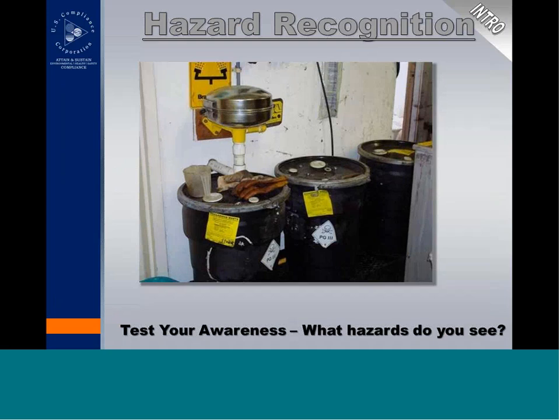And finally, what do we see here? The top left corner of this image, you see an emergency eye wash station that is blocked by drums of hazardous waste. Emergency equipment such as eye washes, fire extinguishers, emergency exits, all need to be maintained free and clear at all times so that when an emergency would arise, we can easily and readily access those bits of emergency equipment.